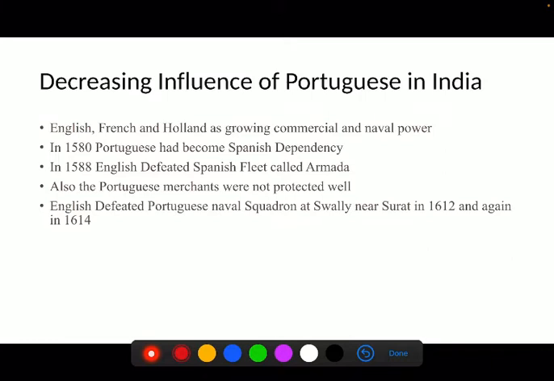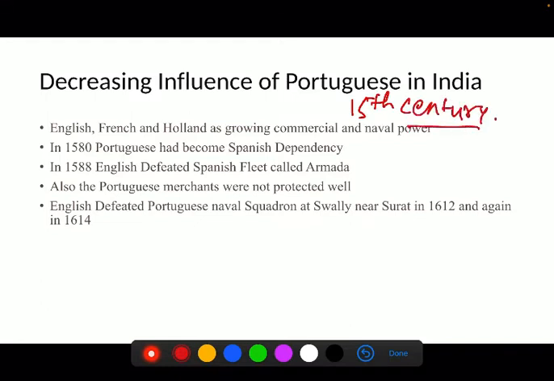They were there from 1498 till 1600, around when the British East India Company came. They were doing their trade, and they were the sole European country in India doing trade. But how their influence got decreased, we have to see that also. The reason their influence got decreased is that the English, French, and Holland, other European powers, were not as good as Portuguese during the late 15th century.